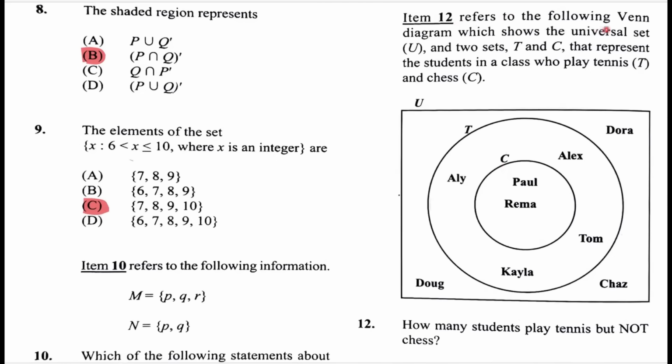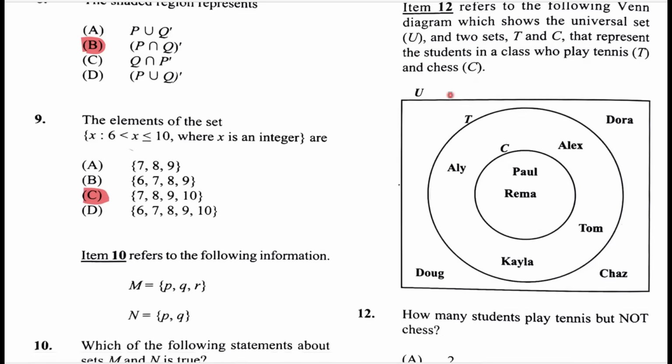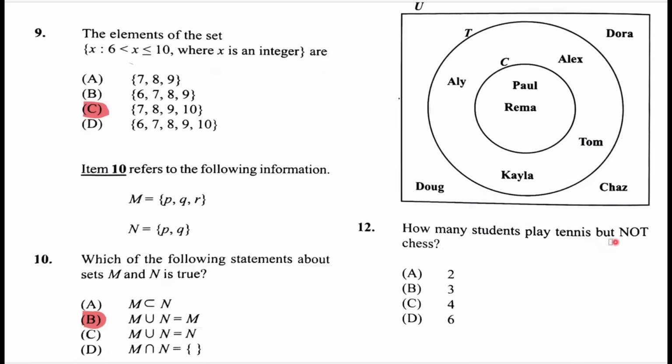Item 34, the following Venn diagram shows the universal set U, two sets T and C that represent the students in a class who play tennis and chess. See how many students play tennis but not chess. The students who play tennis but not chess will be Ali, Alex, Tom, and Kayla. Those 4 students play tennis but not chess because they're not in the chess circle. So that's 4 students. That's C.